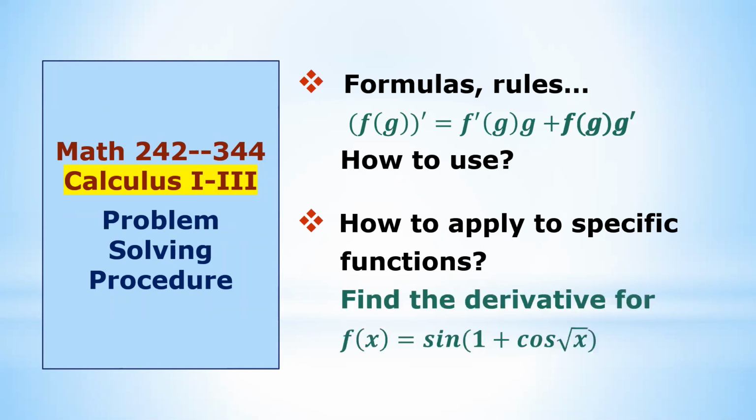For instance, find the derivative for f(x) equals sine(1 plus cosine squared x). It's a complicated function, but once you apply this chain rule, you can find the derivative eventually, because you know the basic derivative formulas for sine and cosine, and then you can use this rule to get it, right? So that's the main focus of regular calculus theory: how to solve problems, how to use this rule and how to solve problems.